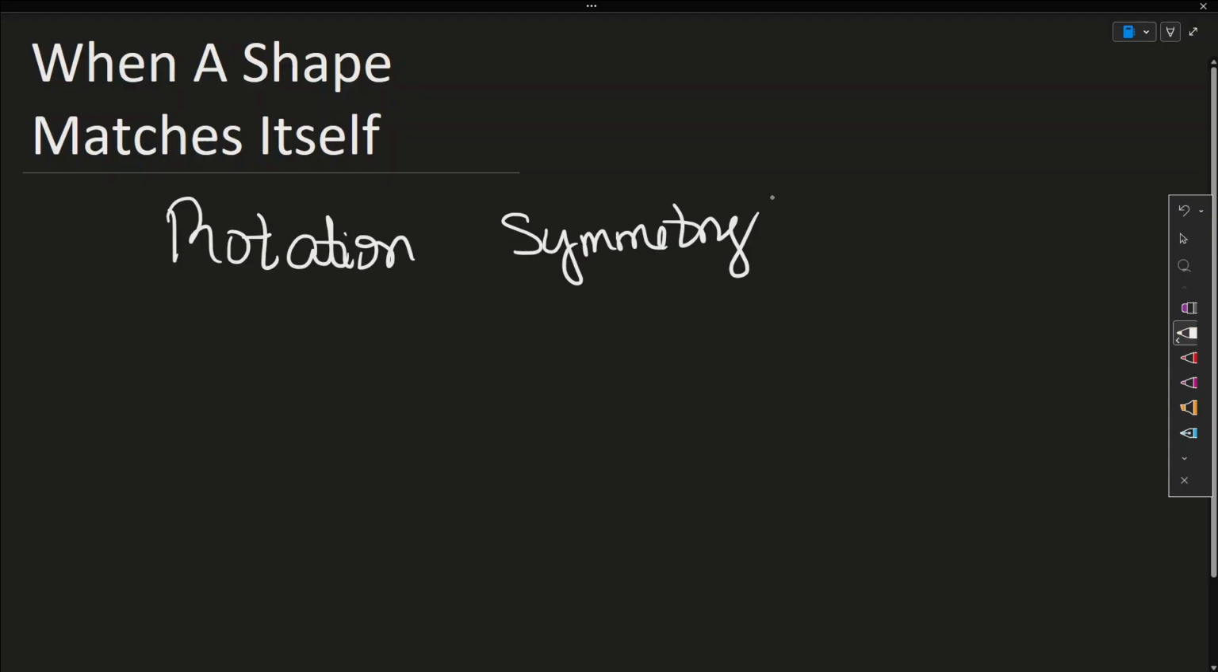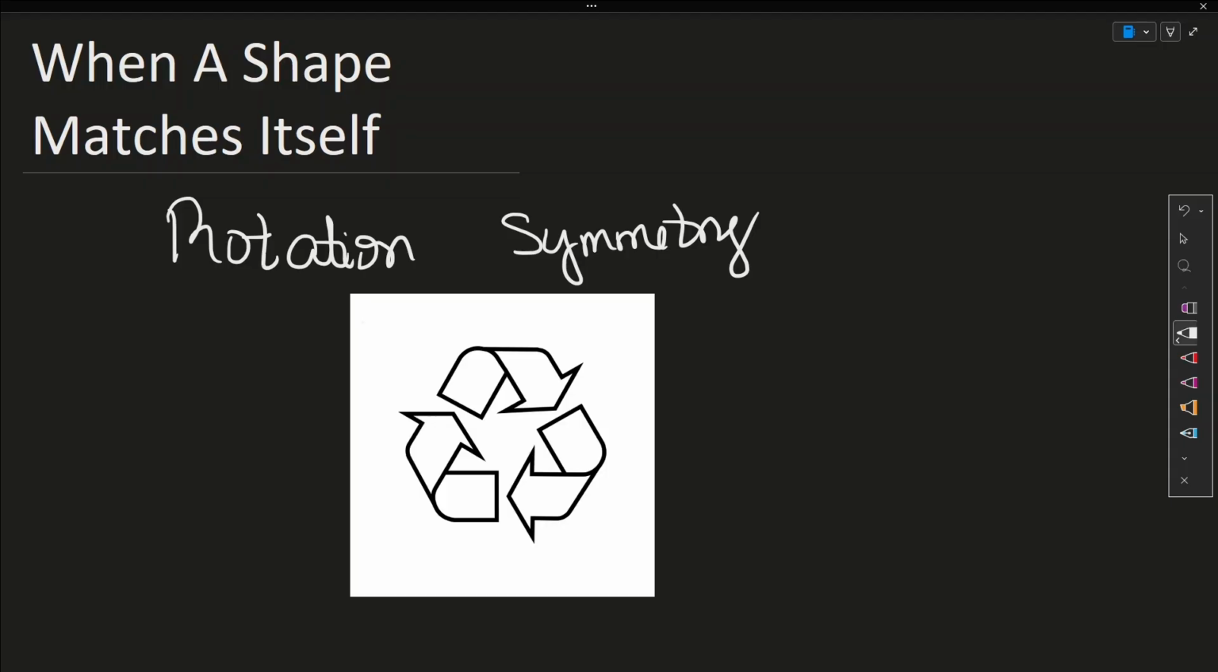Now, let's talk about rotation symmetry. A figure has rotation symmetry if it can be rotated around a center point through a certain angle and the image coincides with the original. A familiar example is the recycling symbol that we see here. It has rotational symmetry of 120 degrees, 240 degrees, and 360 degrees. Each of these rotations brings the figure back onto itself.